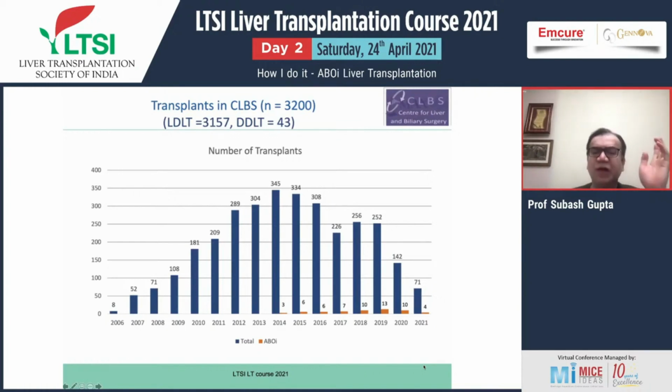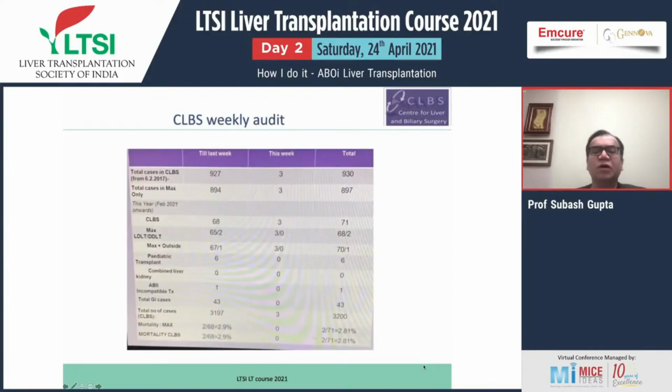Although we've been doing that for a longer time, since 2014 our protocols have become standardized, and we know exactly what to do because we know what to expect on different days post transplantation. So numbers have gradually been increasing, and this year we've already done four ABO incompatible liver transplantations. In fact, it now figures in our weekly audit, because we do it quite frequently nowadays.